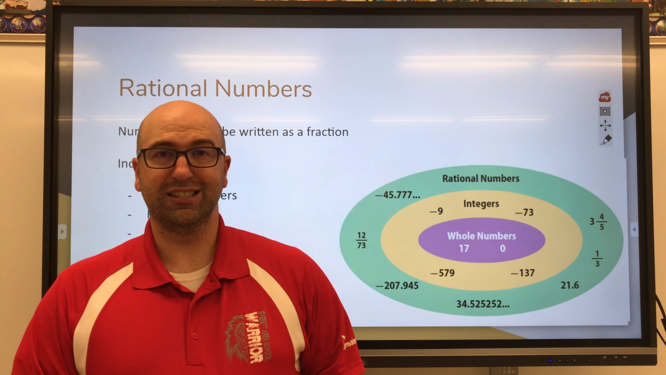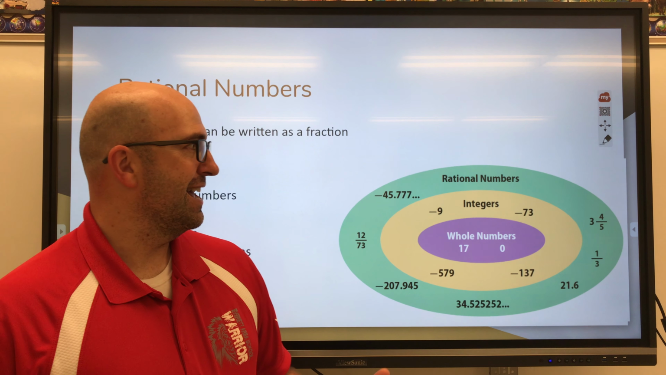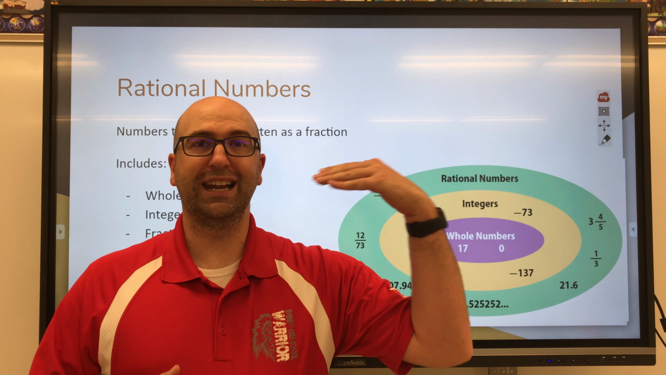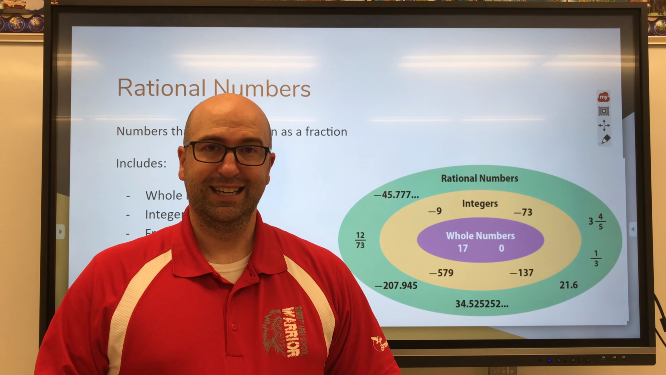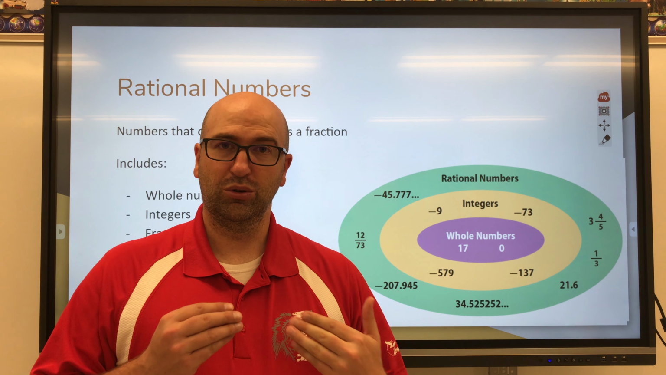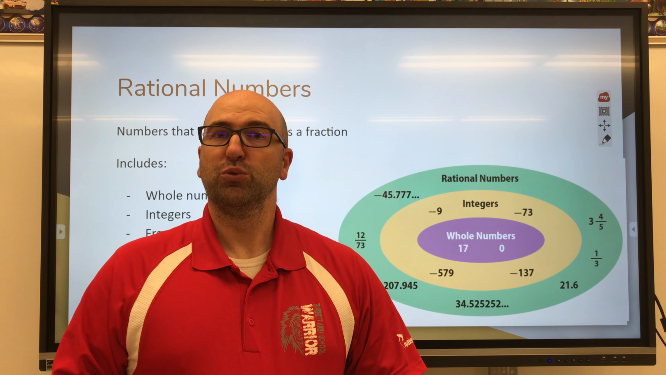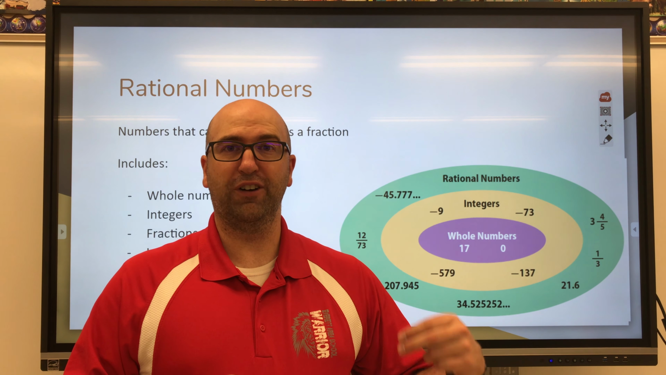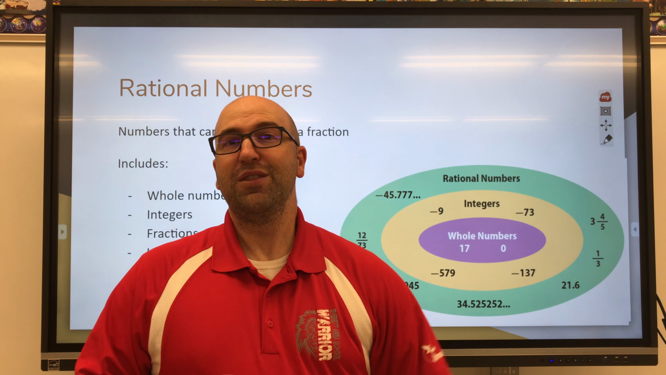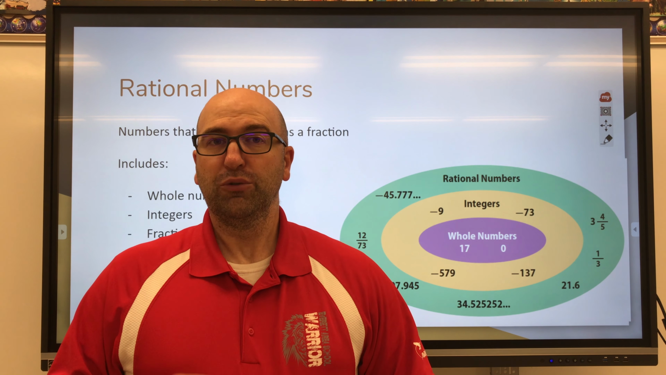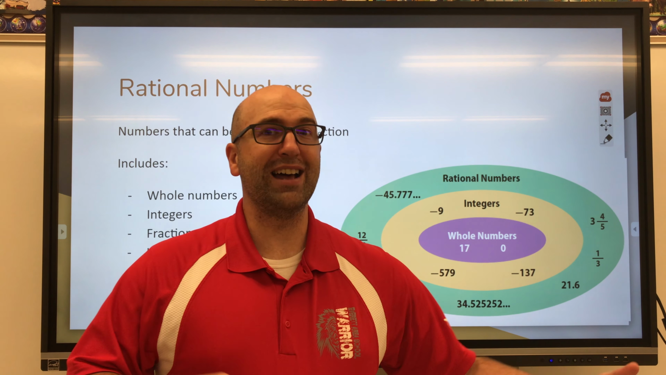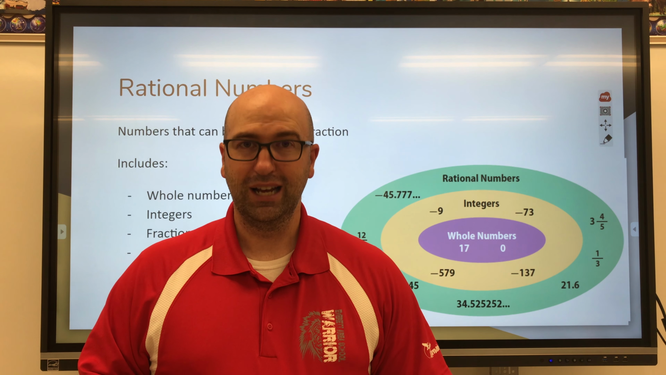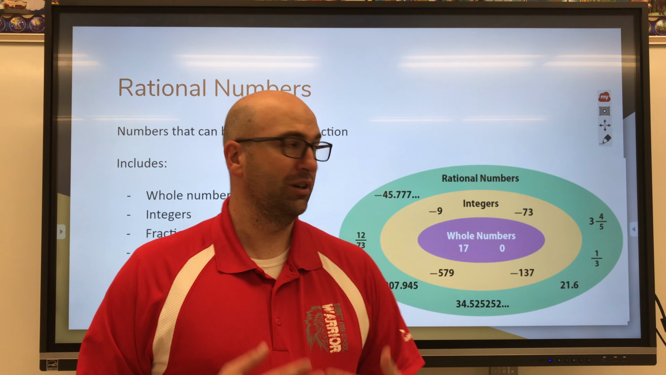A terminating decimal is a decimal that ends. So if I had 0.25, that terminated, it stopped, it ended. So that would be a rational number as a decimal. Repeating decimals, if I had 0.25252525252525, that is a repeating decimal. Repeating decimals can actually be written as a fraction. So since they are able to be written as a fraction, then they are rational numbers.